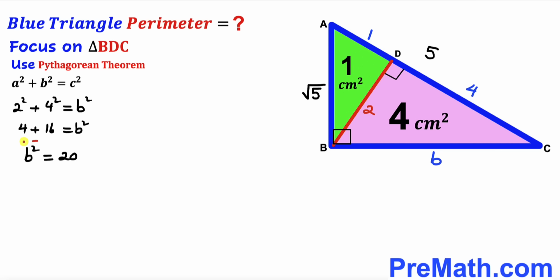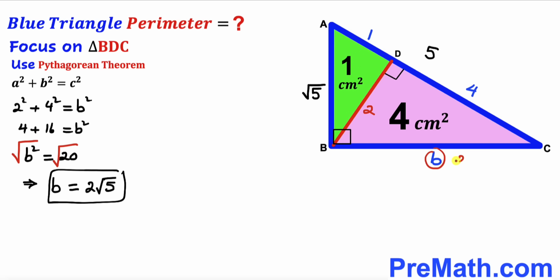And now we are going to undo this square by taking square root on both sides. So therefore our lowercase b value is going to be equal to 2 times the square root of 5. So our lowercase b value turns out to be 2 times square root of 5.